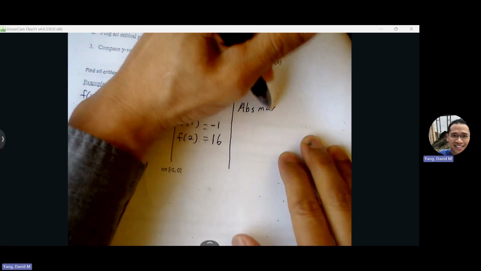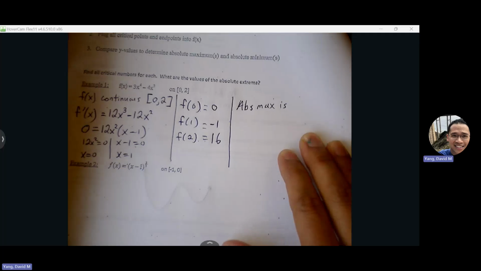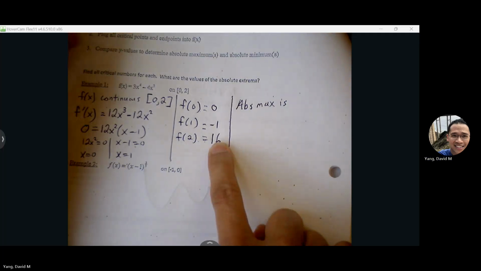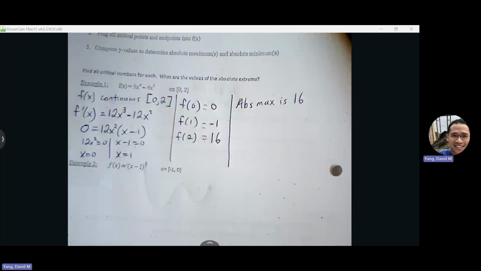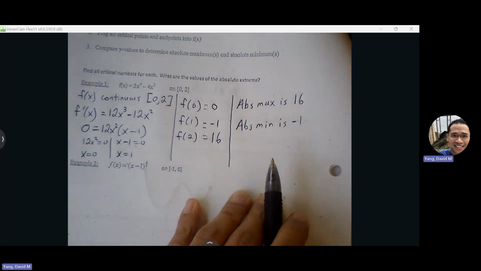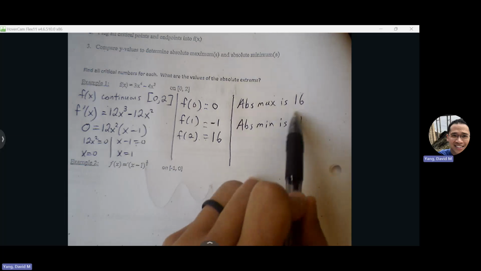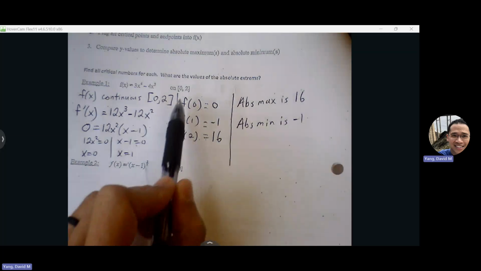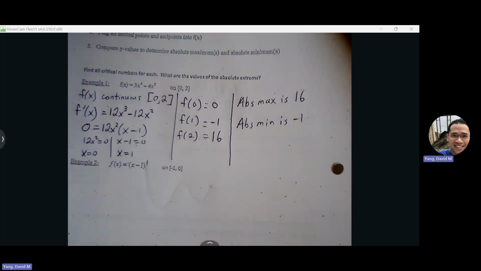But our focus is on the y value. So we're going to say the absolute maximum value was the highest y value that we see. 16. So we just say absolute max is 16. And then absolute minimum is what? -1. Okay, so no ordered pair. We just want to look for the y values. Okay, the location is not that important. It's the height that we're looking for.